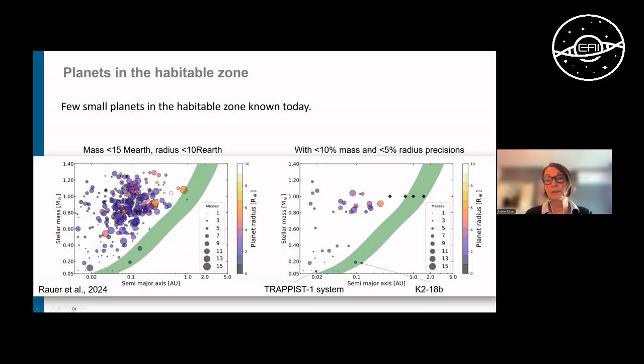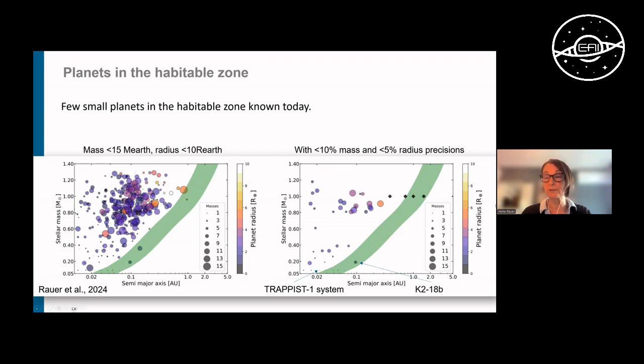And now to the right, we have the same plot, the same parameter range, but we limit the precision to the one we need to infer the interior structure of planets. And then you see the whole plot looks rather empty. In the habitable zone of solar-like stars, we only have these triangles. This is our solar system. And then we have examples here of planets around dwarf stars. But we really don't have well-characterized rocky planets in the habitable zone of solar-like stars today.